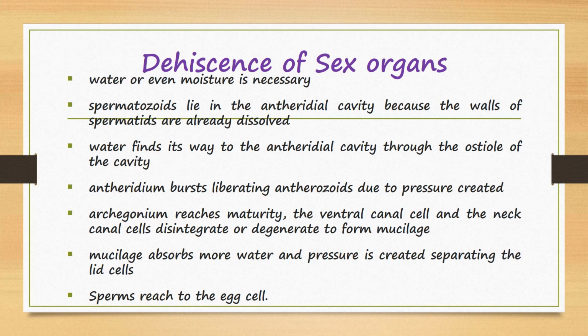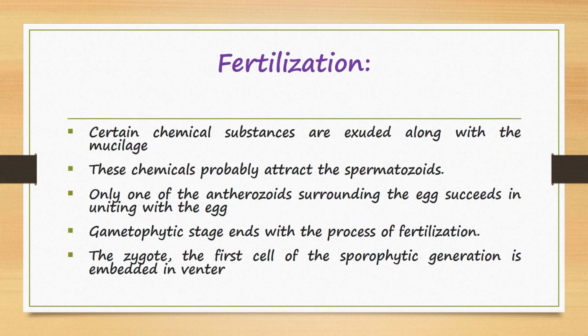Now the sperm reaches the egg cell. Certain chemical substances are exuded along with the mucilage, which leads to the separation of the lid cell. That helps the sperm to reach the egg cell for an easy fertilization. The chemical substance which was exuded along with the mucilage was probably the chemical that attracted the spermatozoid. Only one of the anthrozoids surrounding the egg succeeded in uniting with the egg. Thus, the gametophytic stage ends with the process of fertilization.